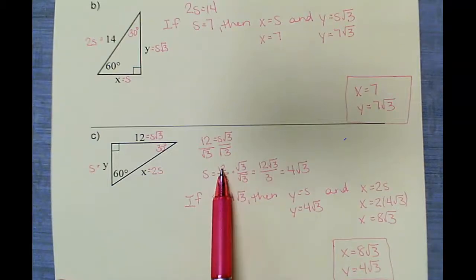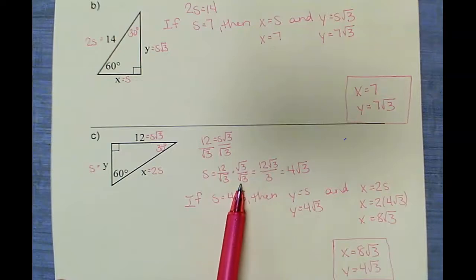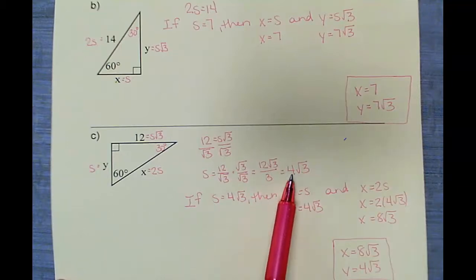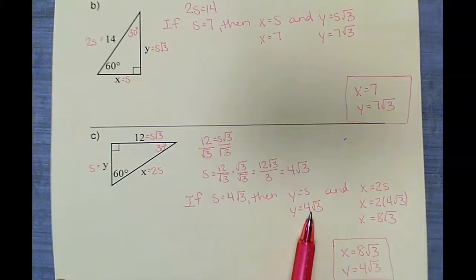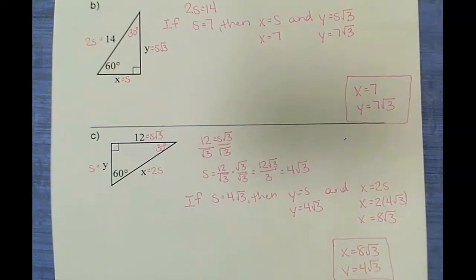When you multiply, 12 times square root of 3 is 12 square roots of 3. Square root of 3 times square root of 3 is square root of 9, which is just 3. And then 12 over 3, those coefficients can be simplified to make a 4 as the coefficient to the square root of 3. So s is equal to 4 square roots of 3. And if that is the case, then y equals s means y equals 4 square roots of 3. And x equals 2 times s means x equals 8 square roots of 3. So these are your two variable values.